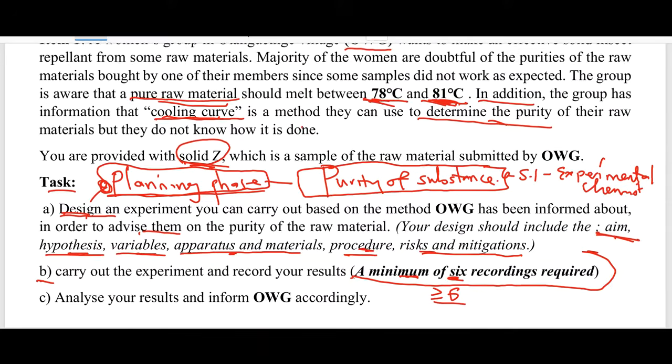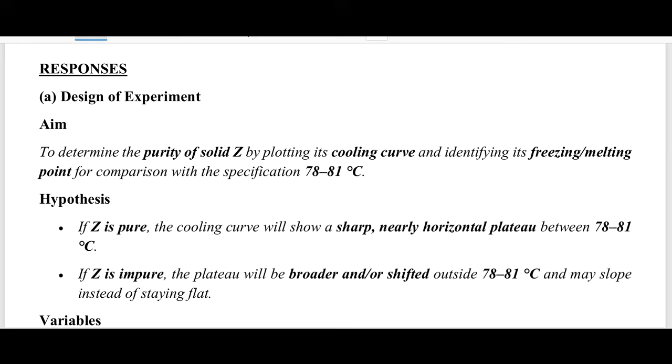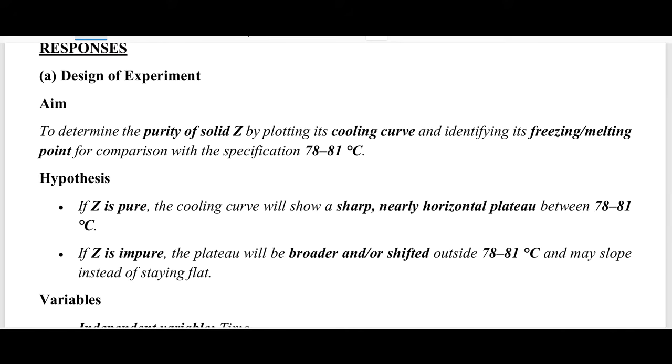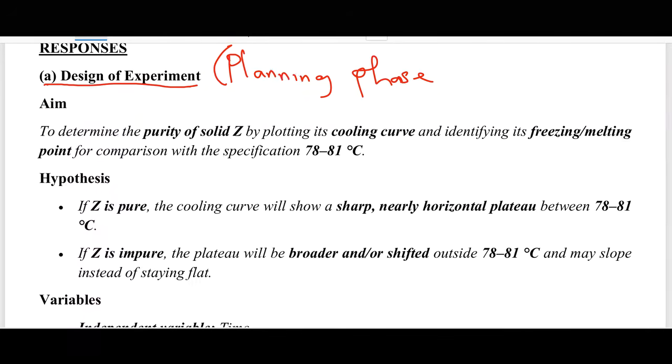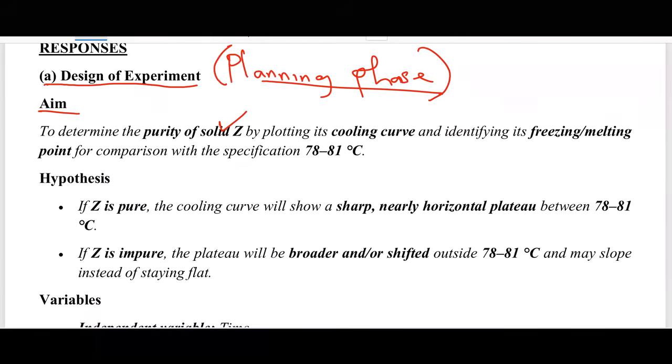Okay, let's go direct to our scoring guide, our expected responses. So we are starting with task number 1, where they want us to design the experiment, and we said whatever we're doing here is in the planning phase. In our planning phase, that's where we get to know the aim of the experiment. So what is the aim of the experiment? From the question we have seen, it is to determine the purity of solid Z by plotting its cooling curve and identifying its freezing or melting point.